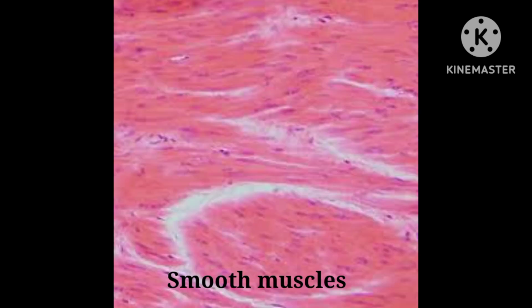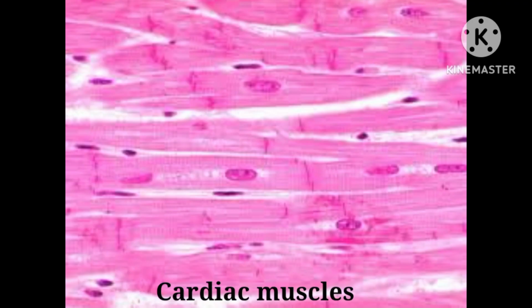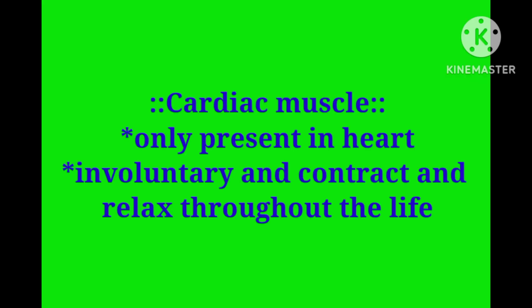Next muscular tissue is smooth muscle, and the smooth muscles are present in the walls of the stomach, intestine and liver. It is involuntary. Our other muscular tissue is cardiac muscle, which is only present in the heart. It is involuntary and contracts and relaxes throughout life.